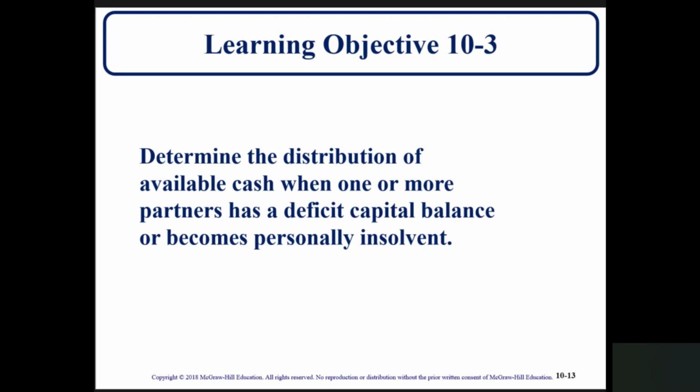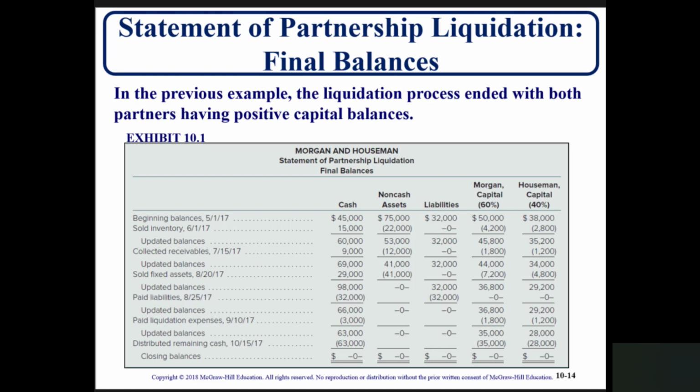Learning objective 10-3. Determine the distribution of available cash when one or more partners has a deficit capital balance or becomes personally insolvent. So, a statement of partnership liquidation with final balances. In the previous example, the liquidation process ended with both partners having positive capital balances. And here is an illustration of the previous example, where Morgan and Houseman both ended up with positive balances.